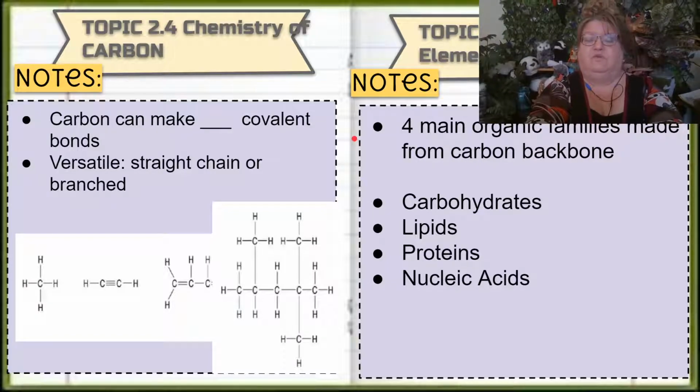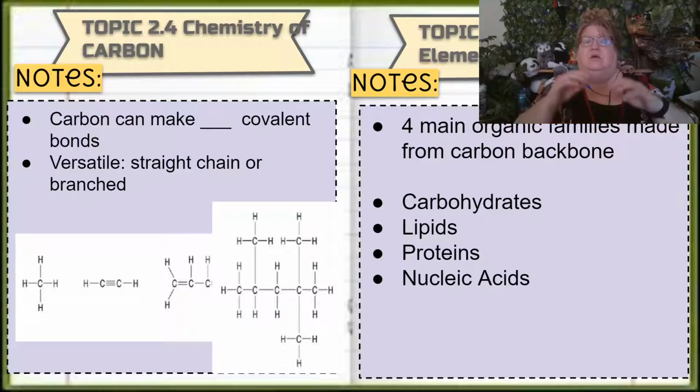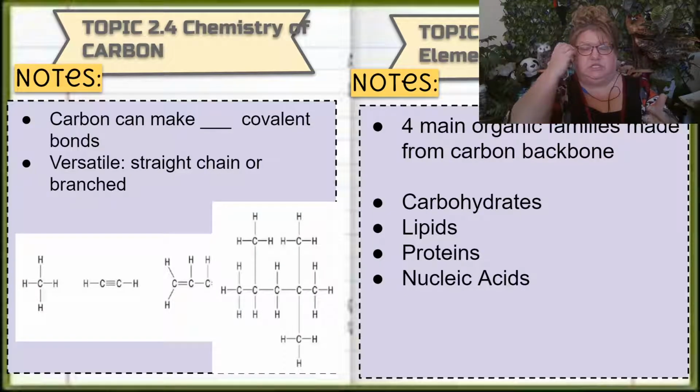Now, there are four main organic families made from carbon backbones. In other words, just putting carbons together. These four families, some of them you're familiar with. So, carbohydrates, you've definitely heard before. Carbohydrates would be the sugars and starches that are in a lot of our foods. Lipids are ones that you probably haven't heard before, but you know what they are. Fats and oils, cholesterol, those are things you've heard before, and of course they're in our foods as well.